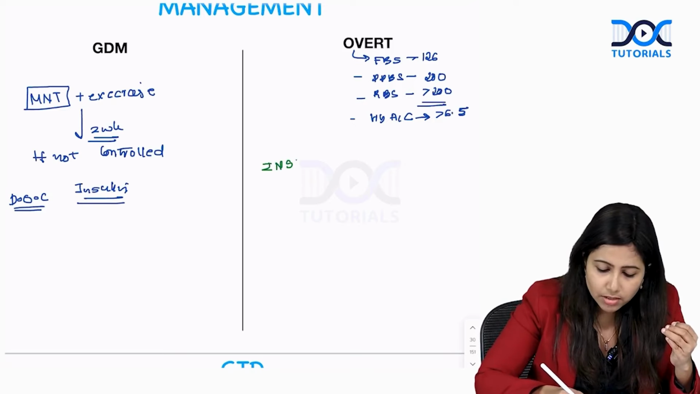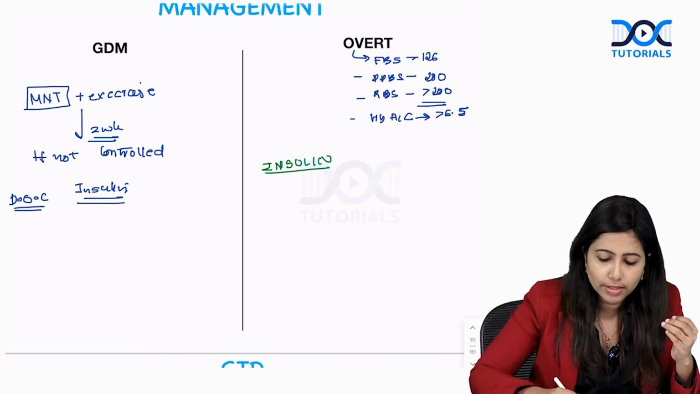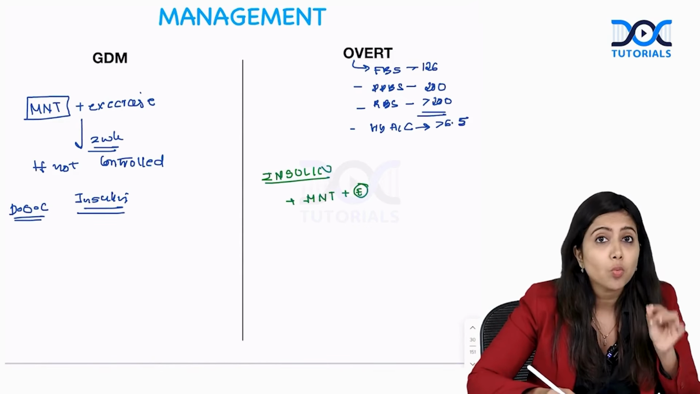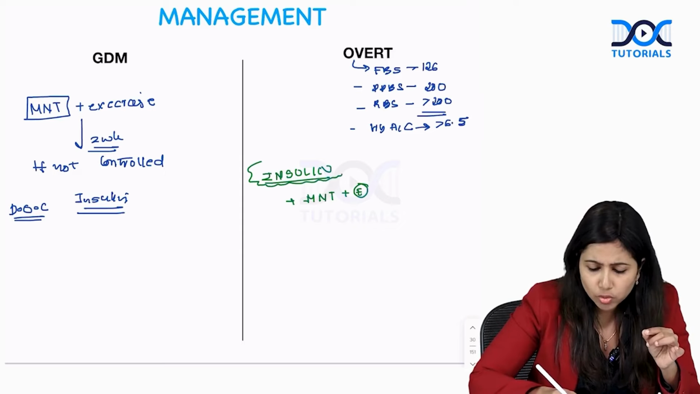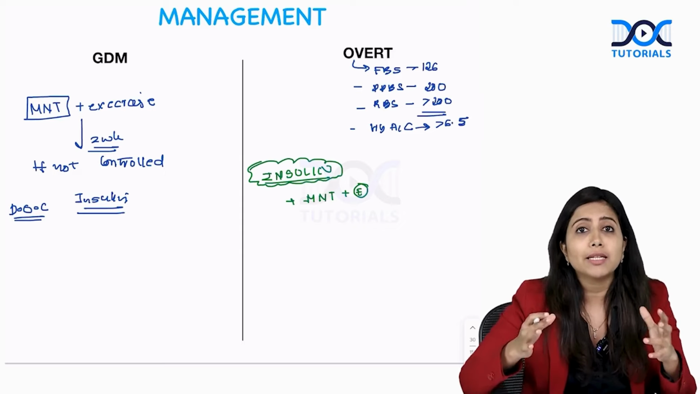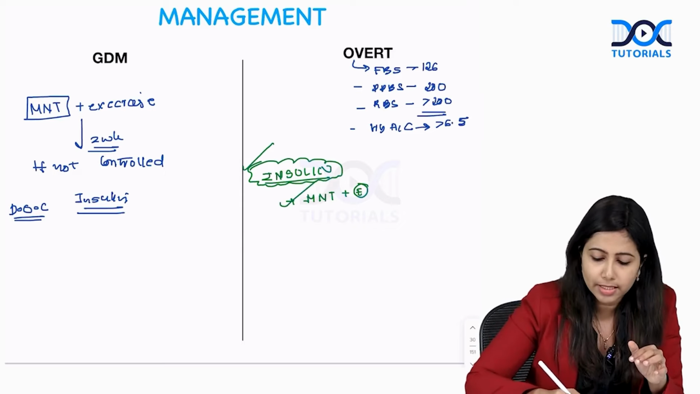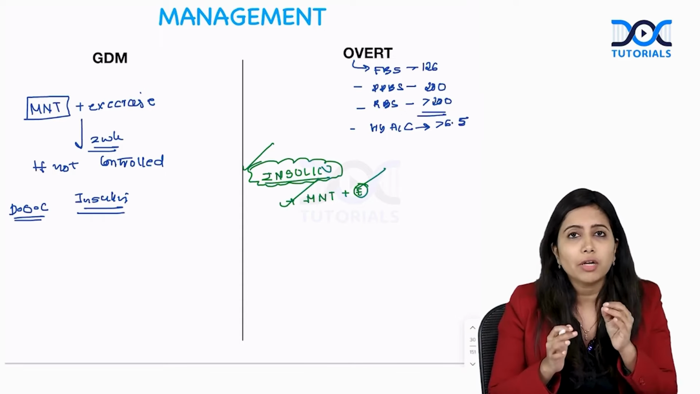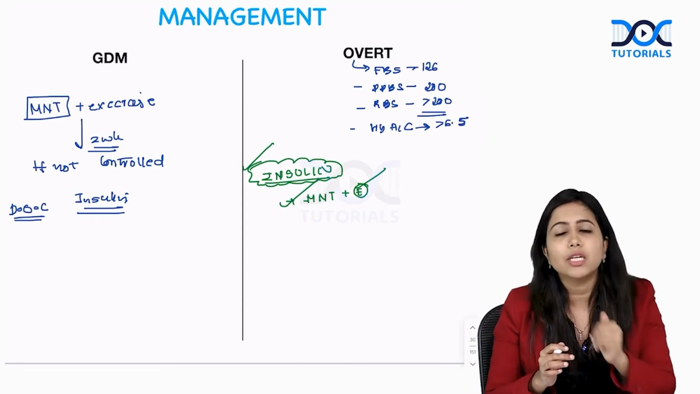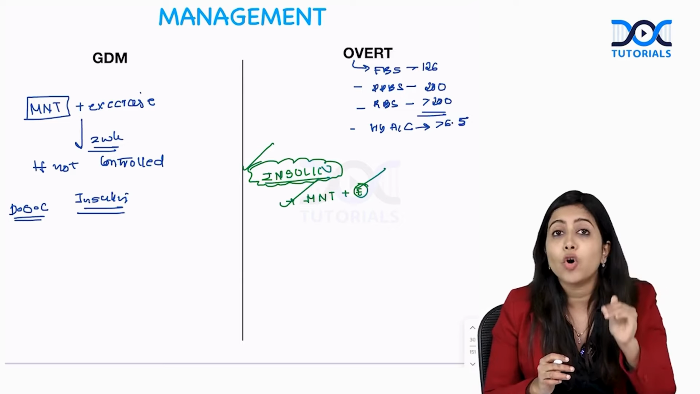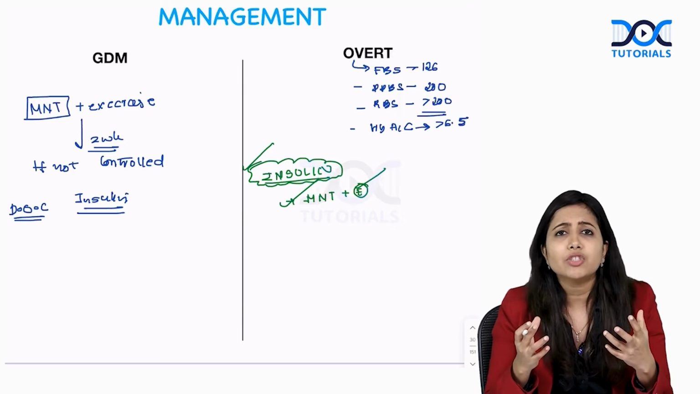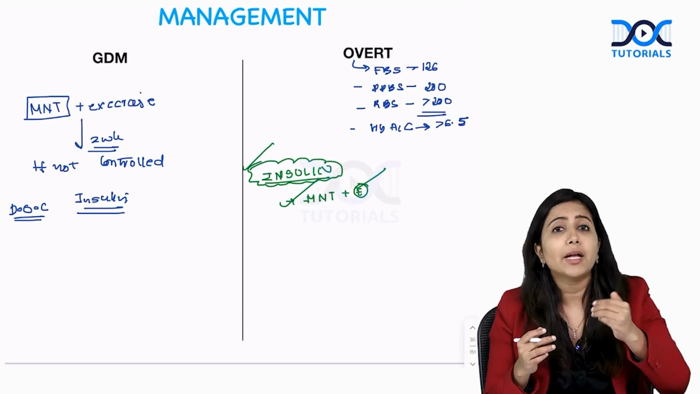From the start itself, we would be giving the patient insulin. Along with that, we will provide MNT plus exercise. So, if you have to choose one answer in overt diabetes, always choose insulin. If you have multiple answers, with an option of insulin, MNT and exercise together, that's the single best answer. If one option is insulin, one is MNT, one is exercise, go for insulin. Insulin is compulsory.